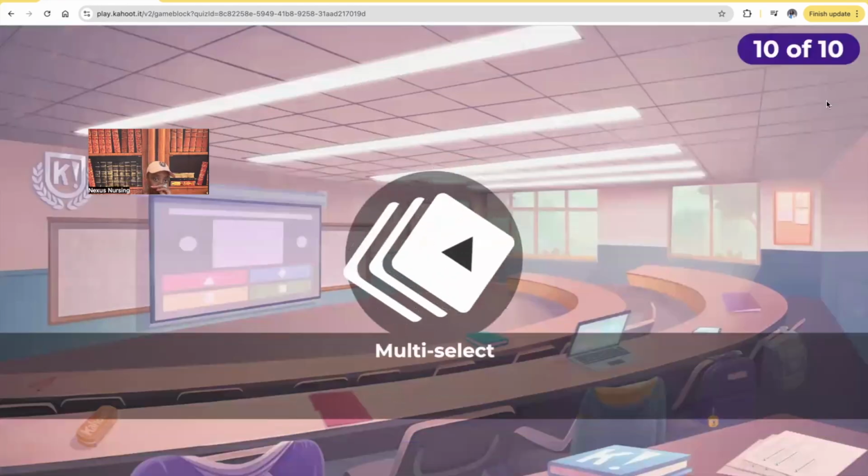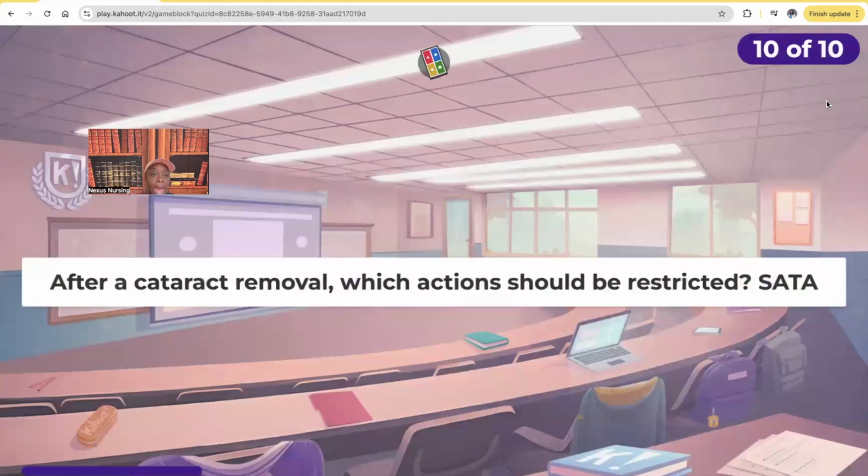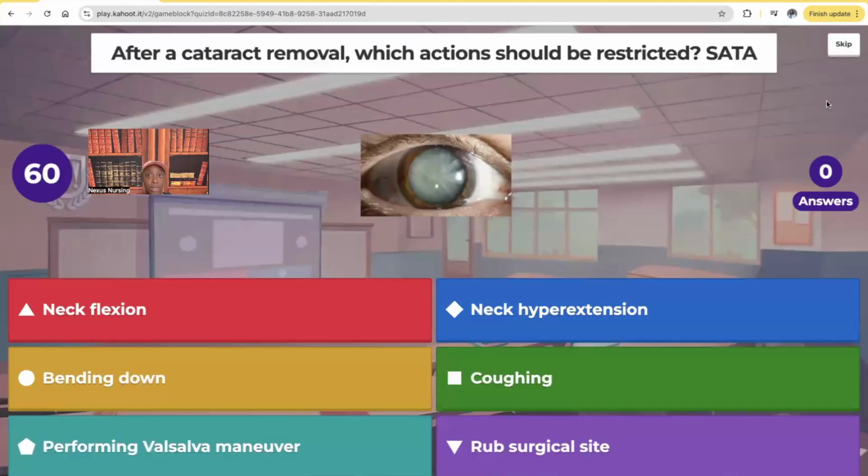Last question. Select all that apply. After cataract removal, which actions should be restricted? So the patient just got the cataracts removed. Which actions should be restricted? Neck flexion, neck hyperextension, bending down, coughing, performing the Valsalva maneuver, rubbing the surgical site.